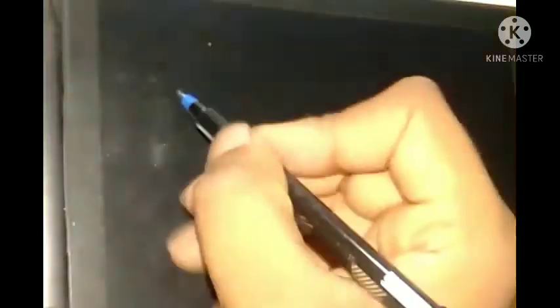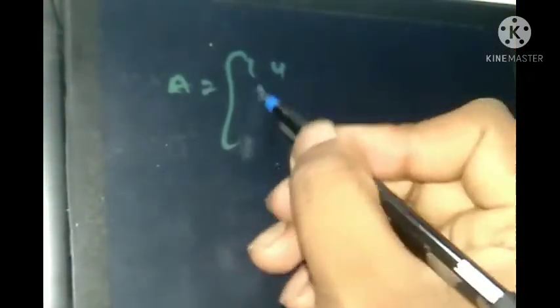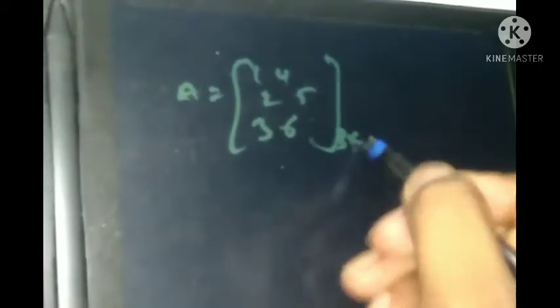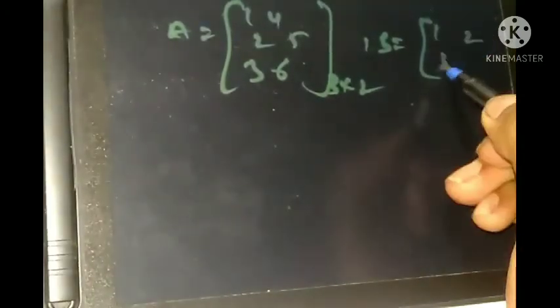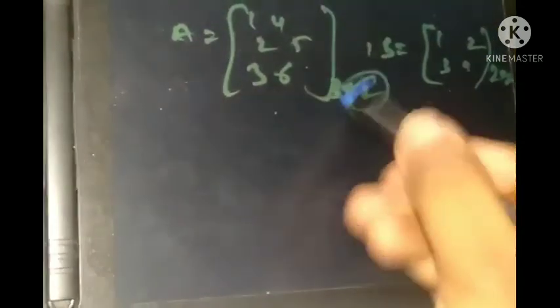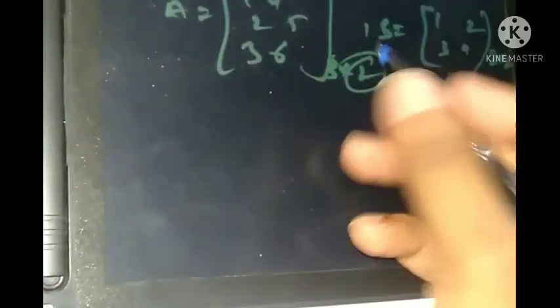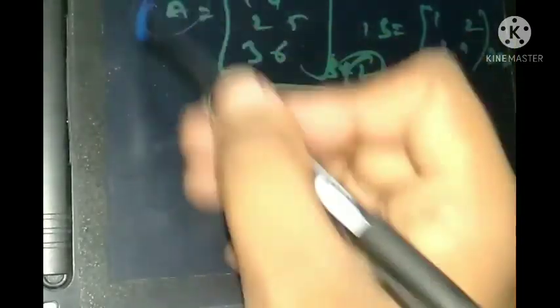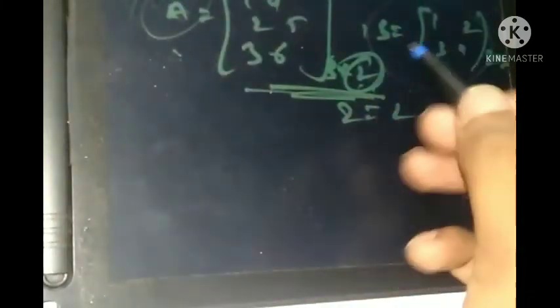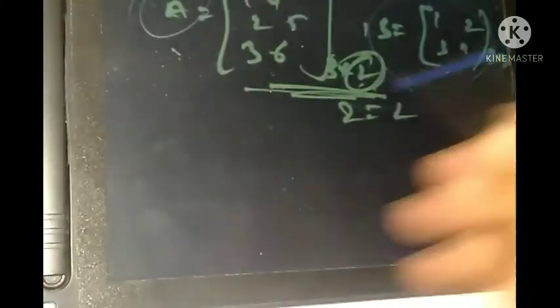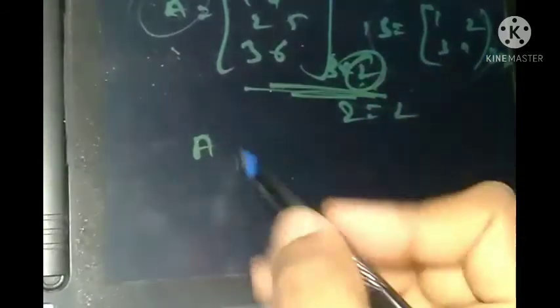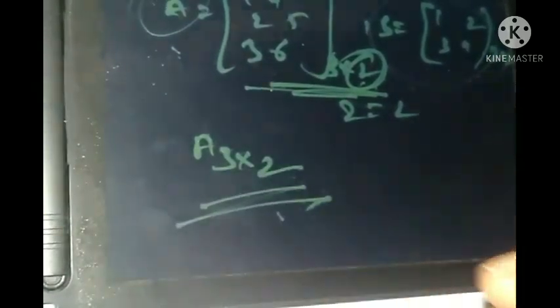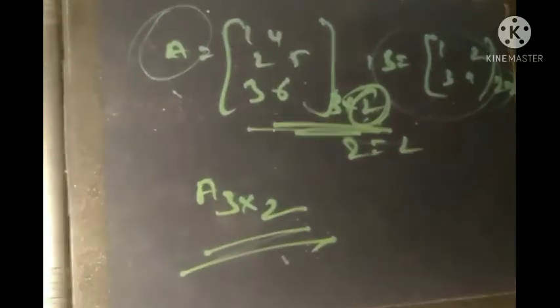Suppose we take one example, 1 4 2 5 3 6. This is a 3 by 2 matrix, and we consider any B matrix 1 2 3 4. This is a 2 by 2 matrix. Now see, the number of columns of matrix A is equal to the number of rows of matrix B, 2 equals 2. Only then is matrix multiplication possible. The order of the matrix multiplication result is 3 by 2. This is what we call matrix multiplication.